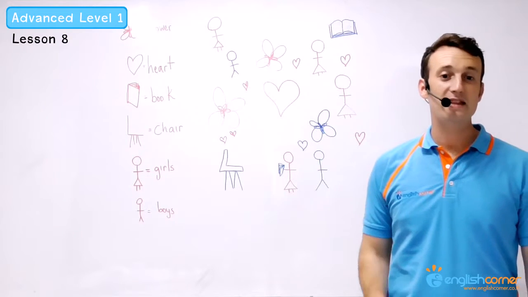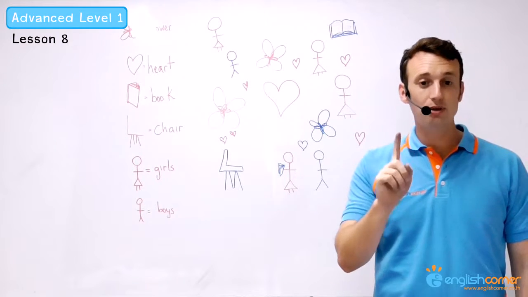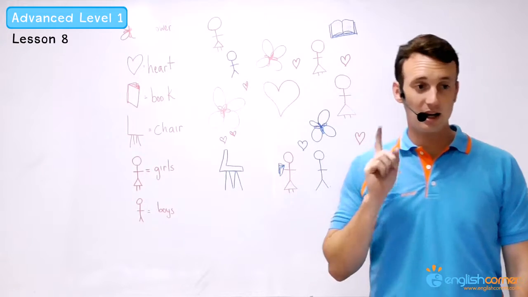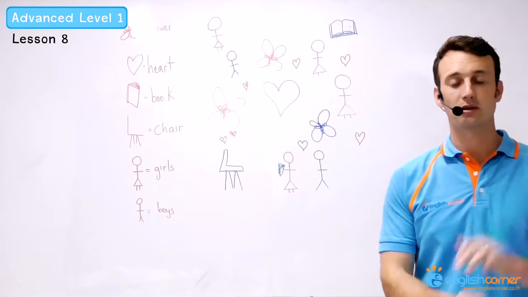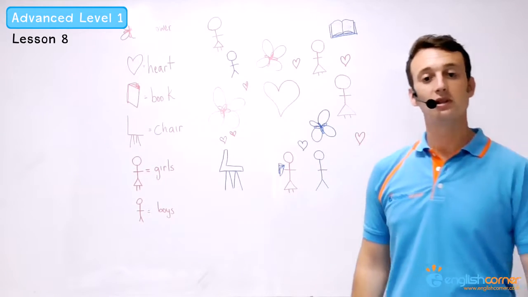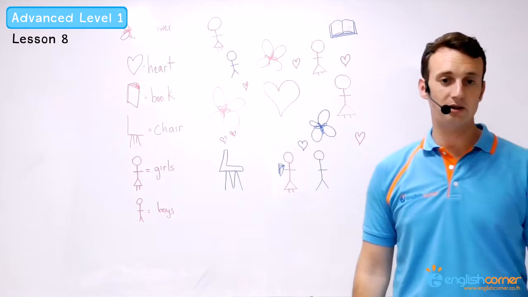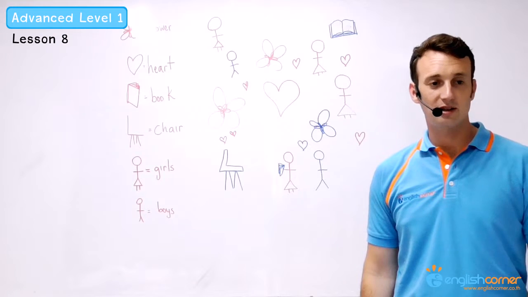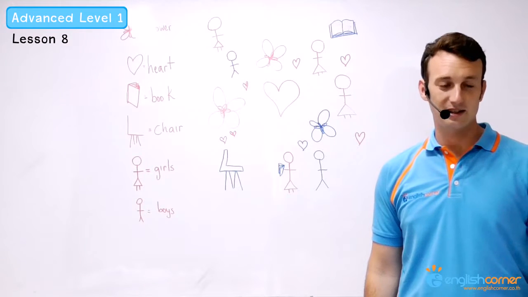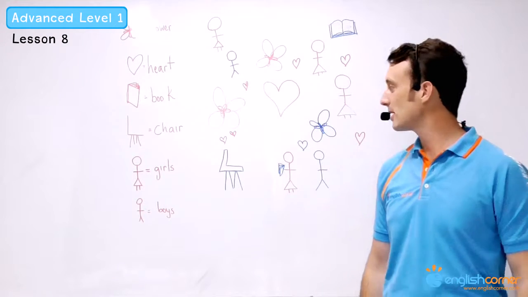How many blue hearts are there? 1. There is 1 blue heart. Can you say that? There is 1 blue heart. Very good. How many red hearts are there? There are 7 red hearts.